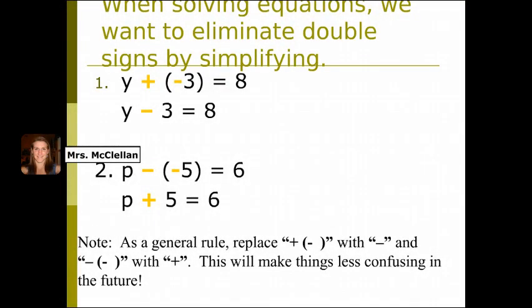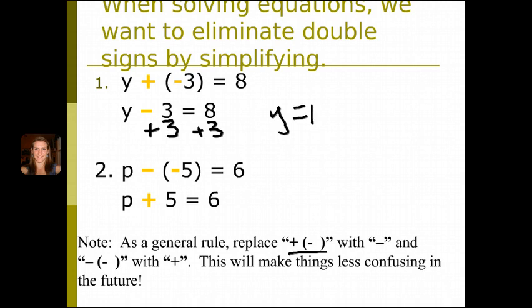Now that you're in algebra class, we need to really focus on eliminating our double signs and simplifying our equations. What we mean is, in the first example, you have y plus negative 3 equals 8. Well, as a general rule, whenever you have plus a negative, you simply replace that with a minus sign. So we would rewrite that, y minus 3 equals 8. If we solve that, we would add 3 to both sides, and you would get y equals 11.